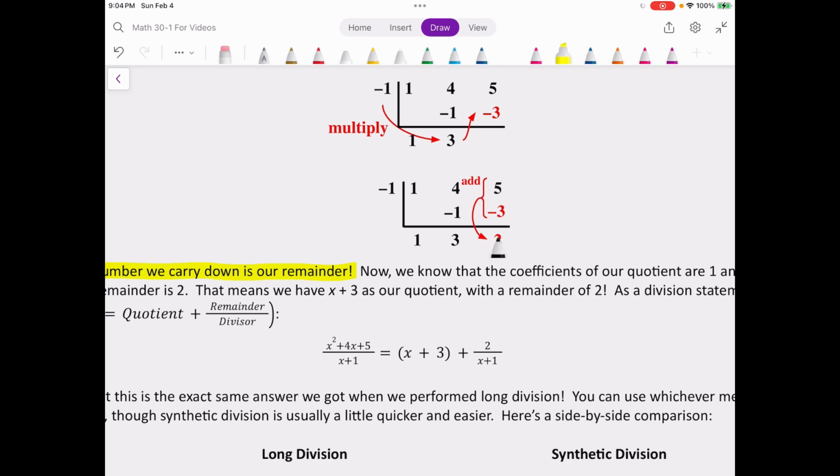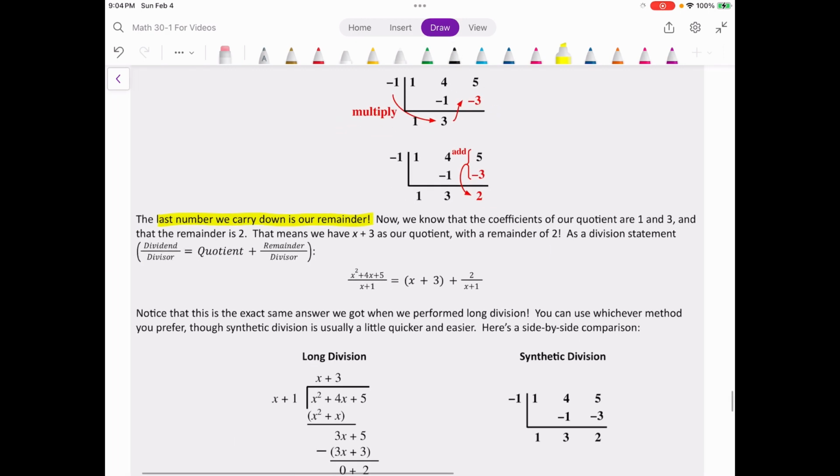We're always going to have remainder here, and then from there, it just counts up in powers of x. So this is our remainder, this is our constant term, this is our x term, okay? If it kept going, we would have an x squared term and an x cubed. We obviously don't have those here, but now we know that our quotient is just 1x plus 3, okay? So we know that the coefficients of our quotient are just 1 and 3, and that the remainder is 2, meaning that we have x plus 3 as our quotient with a remainder of 2.